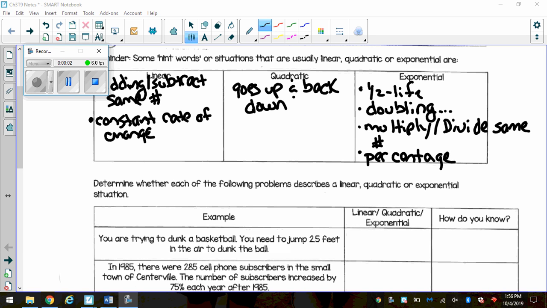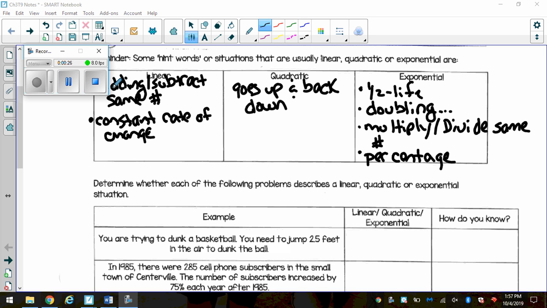Today we're talking about word problems that will involve exponential functions and how we can determine the difference between exponential and linear and even sometimes quadratic. But usually the AIR is going to ask you about linear and exponential. So key words that you're going to want, as you can see here, is that adding or subtracting the same number is going to be linear, or if it says it's a constant rate of change, linear.